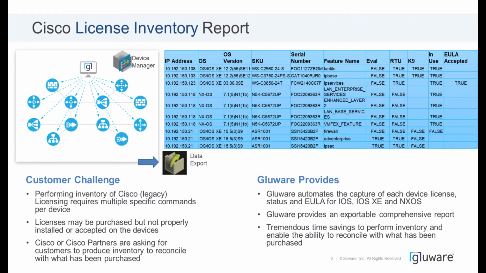In essence, this is built directly into Device Manager. We've extended the Cisco Discovery component to also check license information and then build that into Device Manager and also make it available as a data export report. This is a tremendous time saver when you're required to reconcile what you've purchased with what you're running in the network. We've had a lot of confirmation from early adopters of this functionality that it's highly useful and a huge time saver. So let's take a look in the UI.